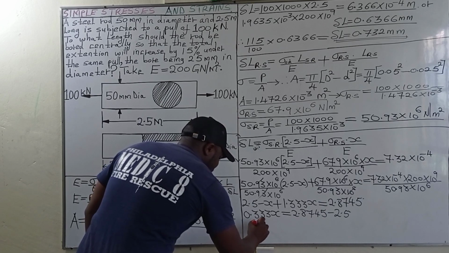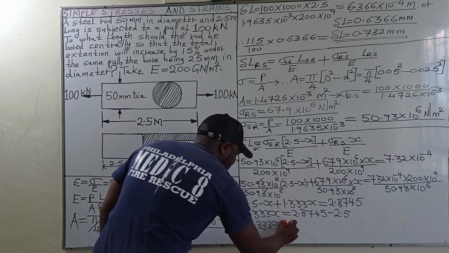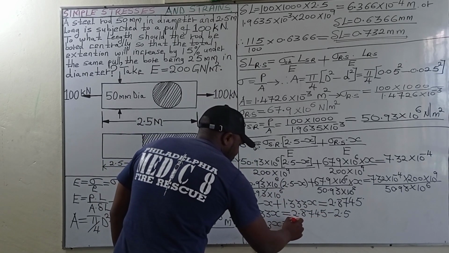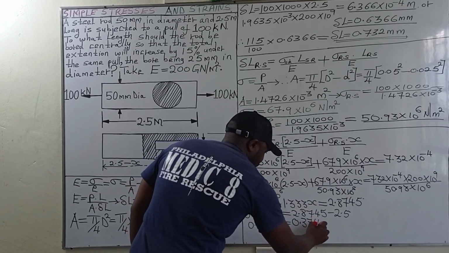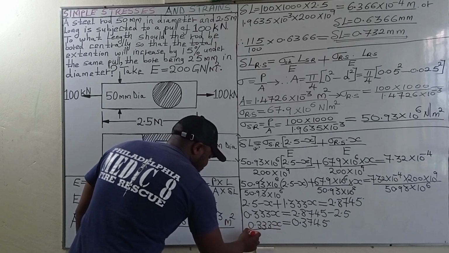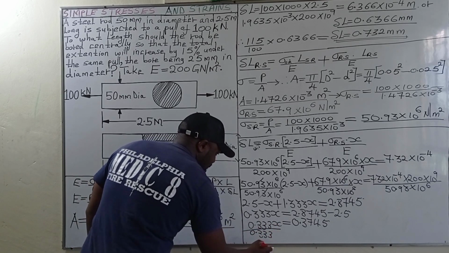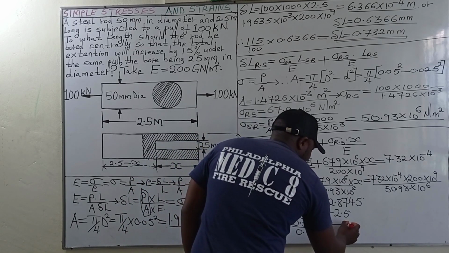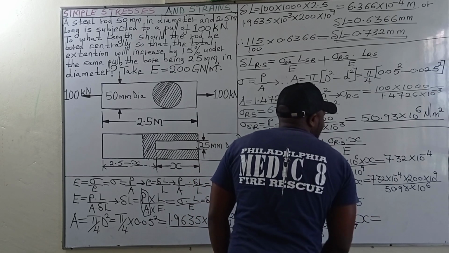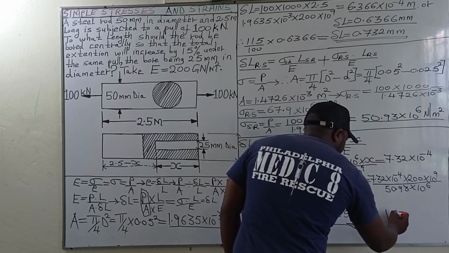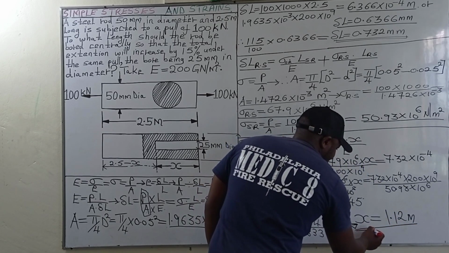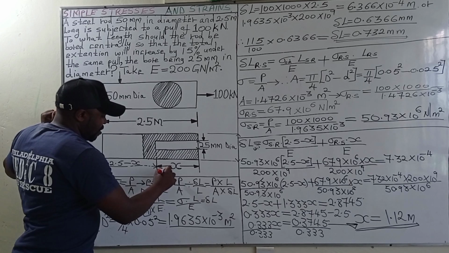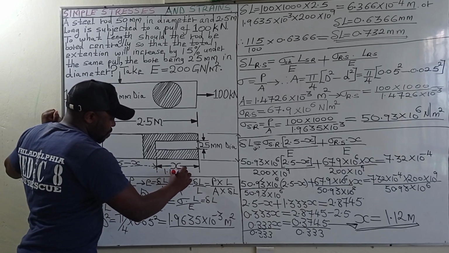So this is going to give us 0.333x being equal to 2.8745 minus 2.5, that happens to be 0.3745. To get the value of x, divide both sides by 0.333. Divide this side as well by 0.333. And in that case, when we do so, we are going to get the value of x being equal to 1.12 meters. So that is the depth up to which we are going to make our hole. So we are going to go up to 1.12 meters.